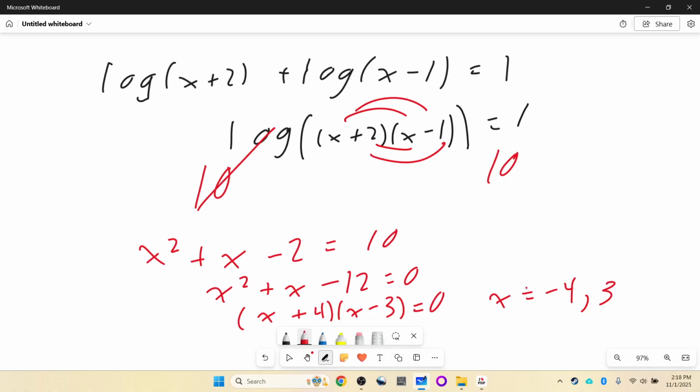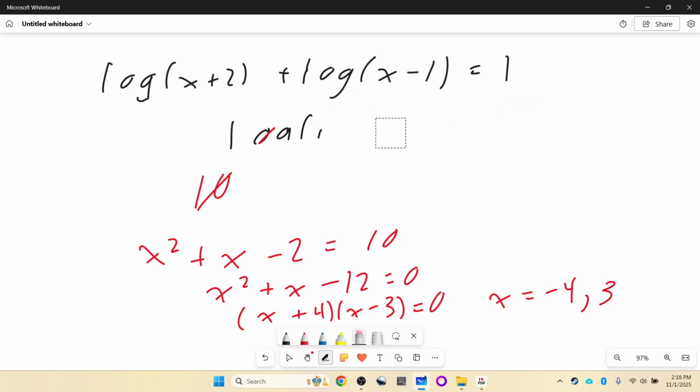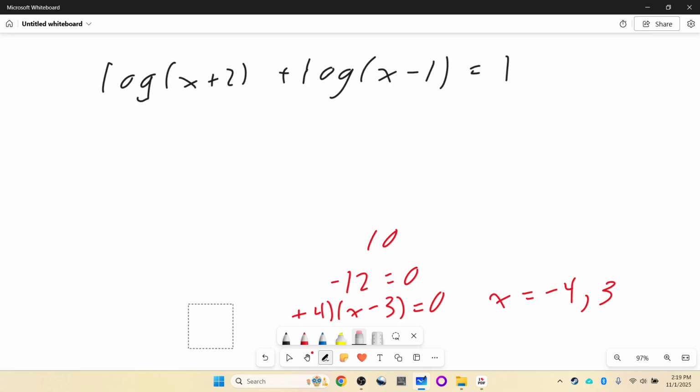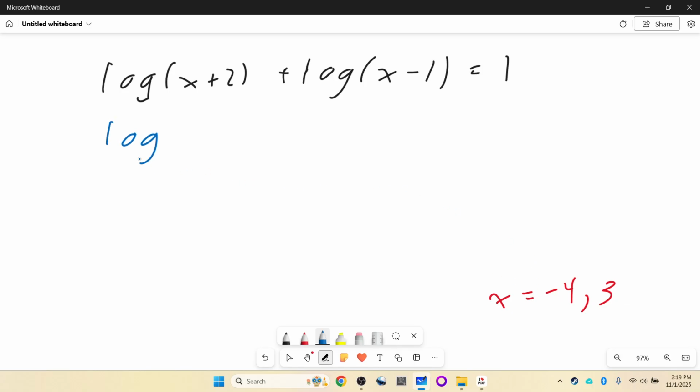Now with these, we have to check for what are called extraneous roots. You may remember this coming up back when you learned about dealing with square roots, that sometimes in the process of solving, you create a new solution that doesn't work in the original. So let's plug these in. Log of negative 4 plus 2. Wait, that's log of a negative. We're not allowed to have log of a negative. This is undefined. So this negative 4 is not a real solution.